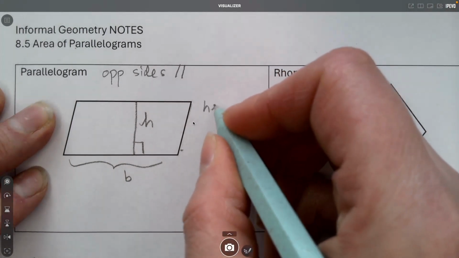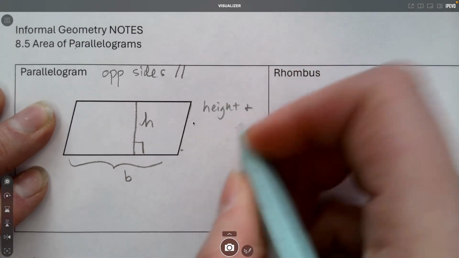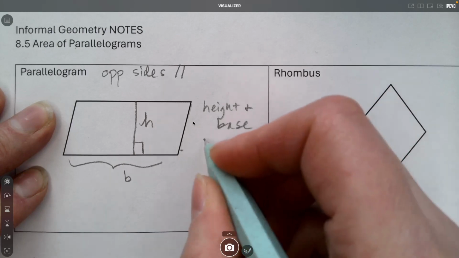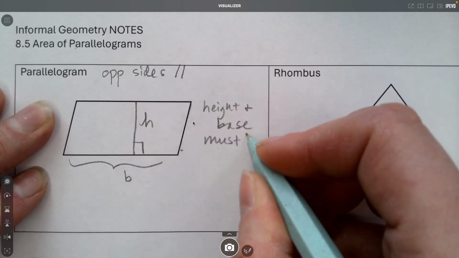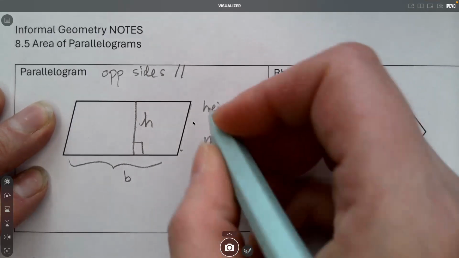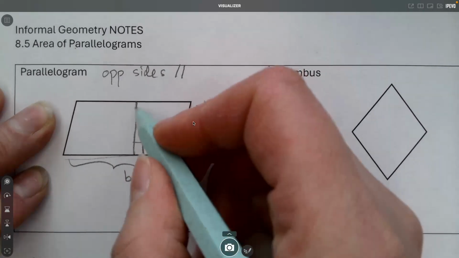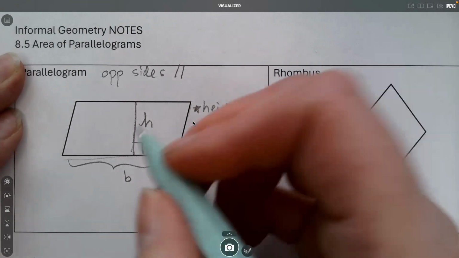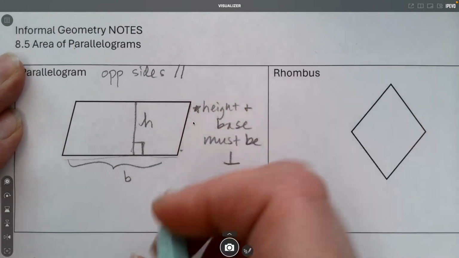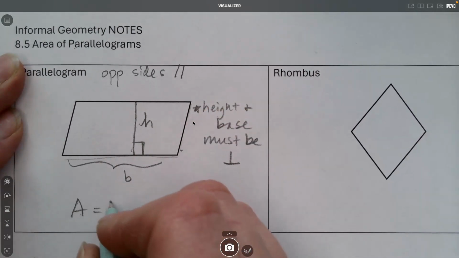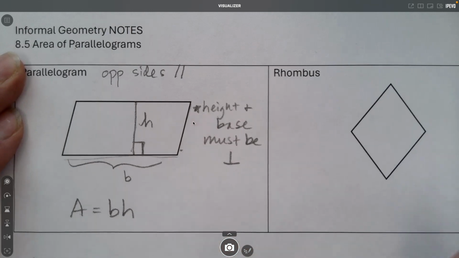So the height and base must form a right angle. They must be perpendicular, so we do want to add that in. All right, so here we've got our base, here we've got our height, and they are perpendicular. That means they form a right angle. And so then our formula is going to be area equals base times height.